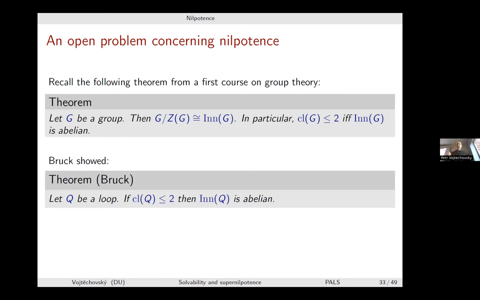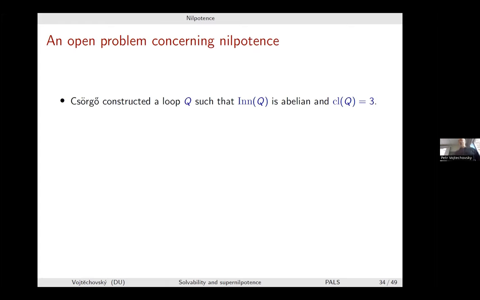So Bruck proved that if the class is at most two, then the inner mapping group is abelian. But the converse is an interesting problem. If you have an inner mapping group Inn(Q) abelian, does it follow that the loop is of class at most two? Now it turns out no. Piroška Csörgő, whom I already mentioned, constructed a counterexample, rather large, where the inner mappings commute, but the nilpotence class is three. So immediately people started asking, can the class be four, and so forth.